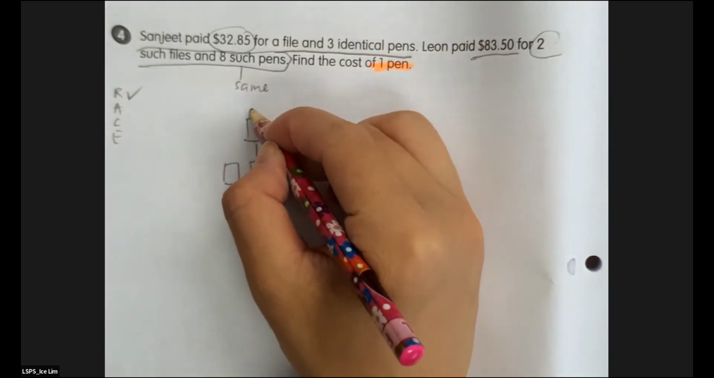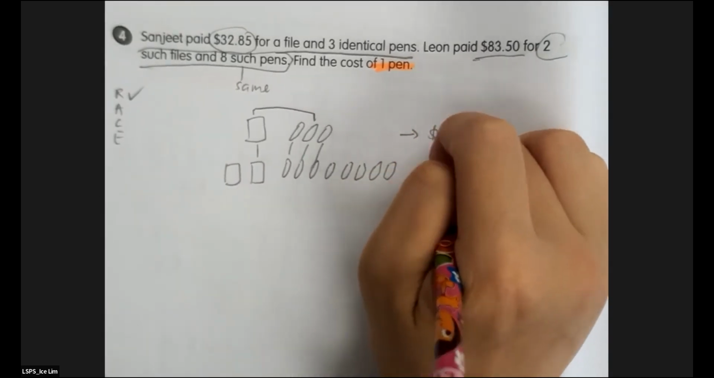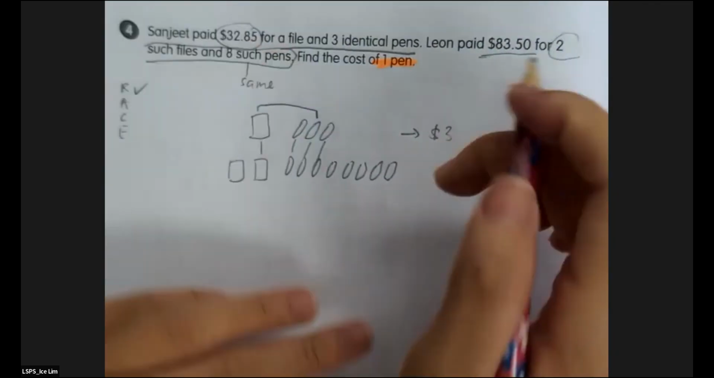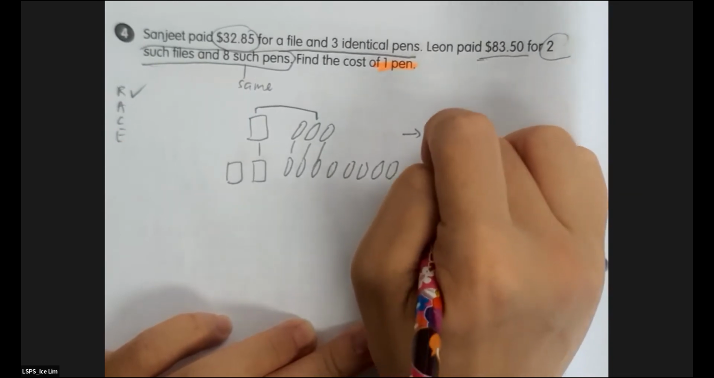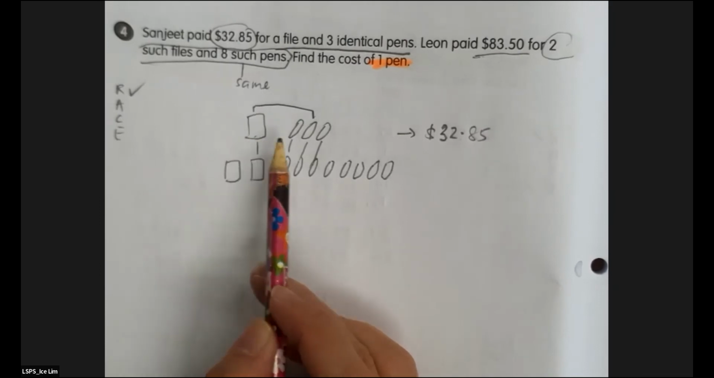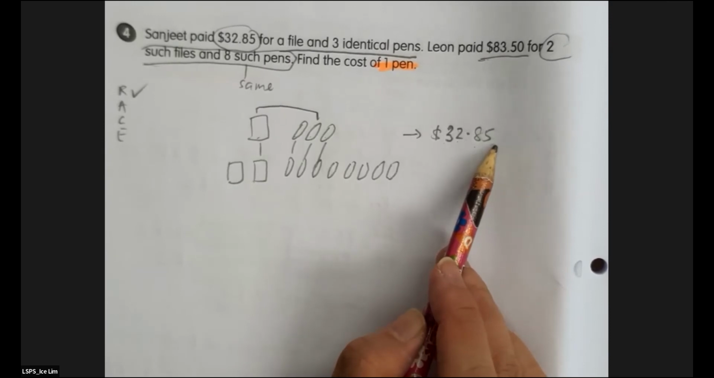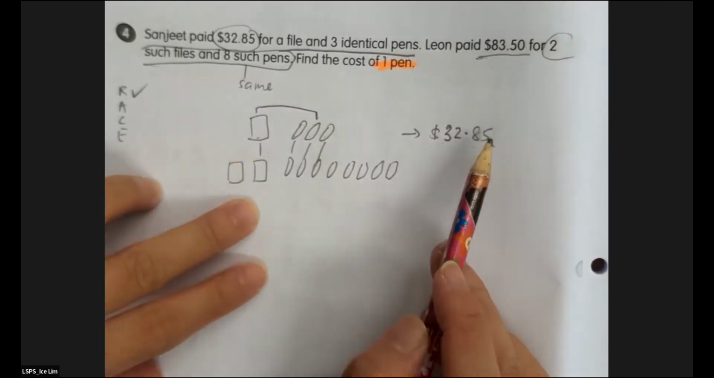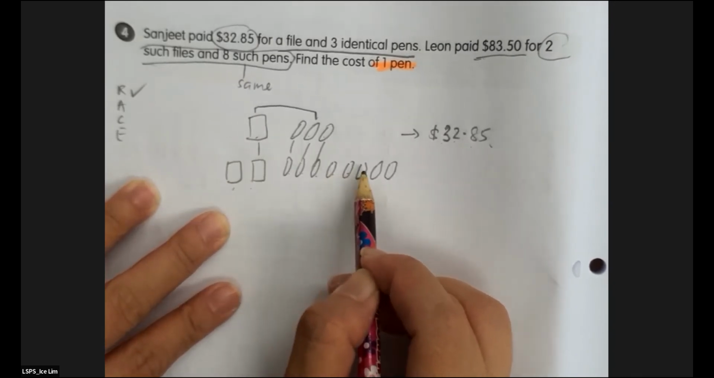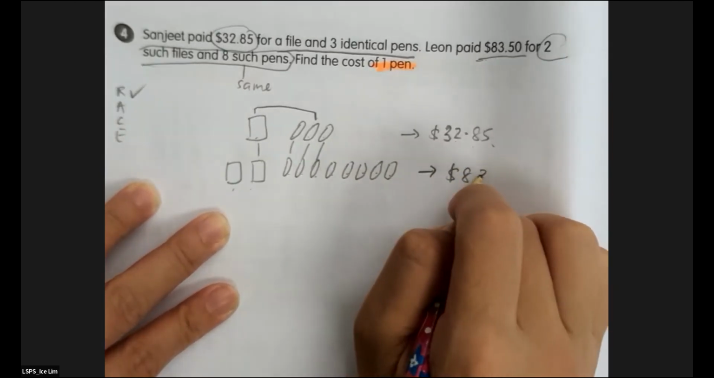This one, the first set here, is $32.85. The first set of a file and 3 identical pens is $32.85. Two of the files plus 1, 2, 3, 4, 5, 6, 7, 8 of these pens, the second set is $83.50.